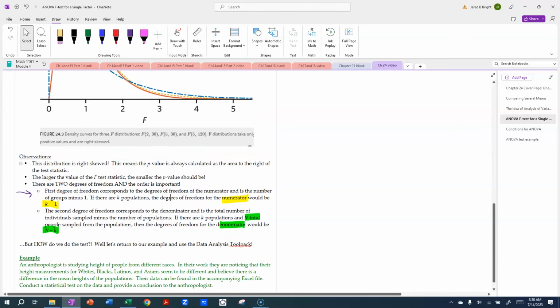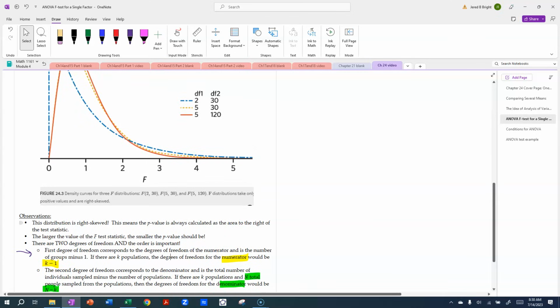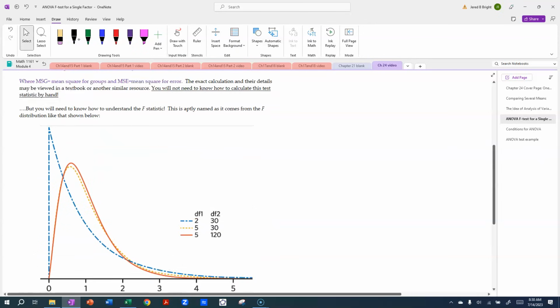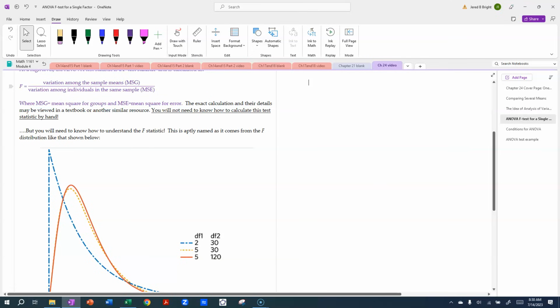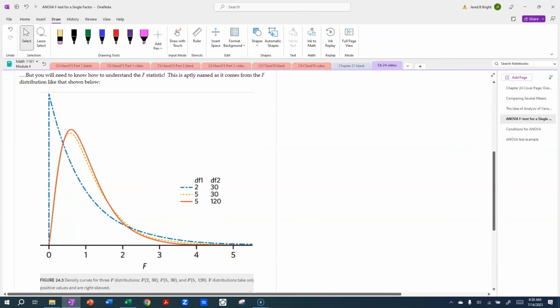Nevertheless, degrees of freedom are important. The other thing I want you to be aware of is that you have to be able to understand the F statistic. So let's say we do MSG divided by MSE, we get a number. What does that mean? How do we get a p-value from that number? The idea would be, here's your F statistic. I'm just going to draw a line.